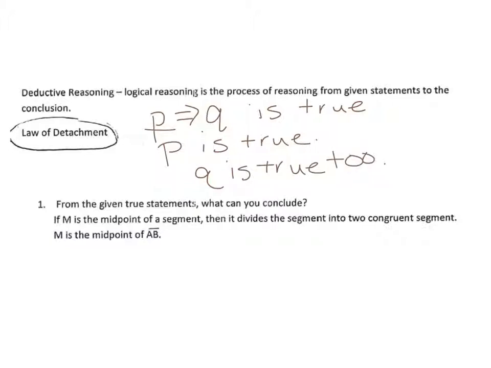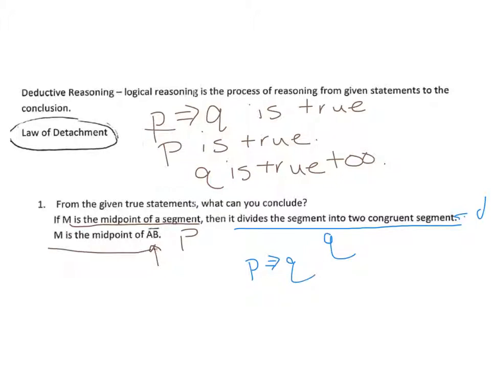So how it works is, if you're given a conditional statement, first identify the P and the Q. So if M is the midpoint of the segment, so that's P, then it divides the segment into two congruent segments. I should say segments, Q. So we know that this part is true. So we have P implies Q is true. Then we're given M is the midpoint of AB. So since AB is a segment, this is the same thing as saying M is the midpoint of a segment.